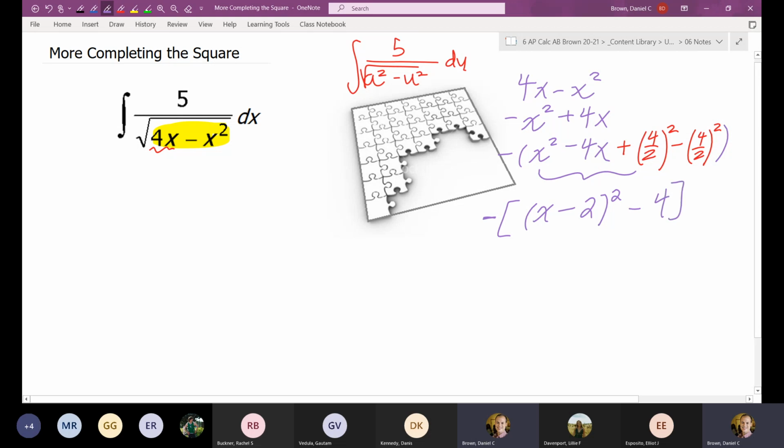Remember that negative we factored out and had out in front. I can redistribute it back across, and we end up with 4 minus (x minus 2) squared. So we've taken 4x minus x squared and rewritten it. 4x minus x squared is equivalent to 4 minus the quantity x minus 2, squared. How is that useful? When I plug that back into the problem, it is now much more obviously an arcsine problem.